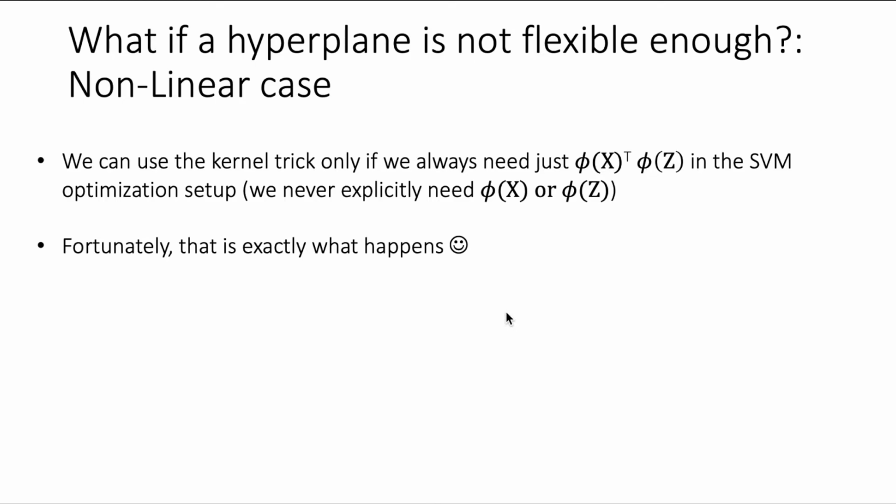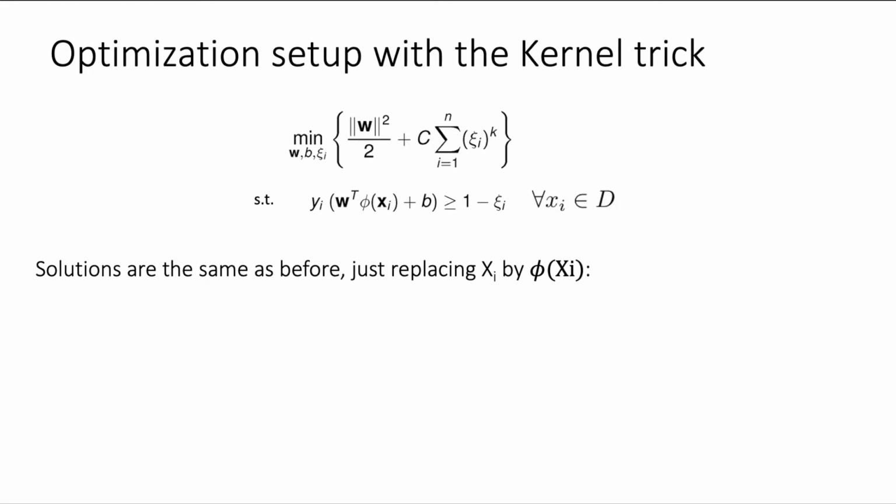So this is the main question. Will we need to see the high dimensional vectors phi of x or phi of z in the support vector machine model? The answer is no. Fortunately, we will never need to see a vector in its high dimensional version. We are just going to need dot products of them. Having that said, we can just use the kernel trick over the dot product of the original vectors, and we are going to have a model that is working in high dimensions. So let's see why.